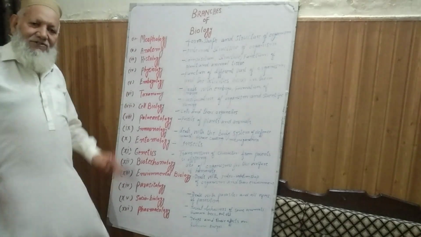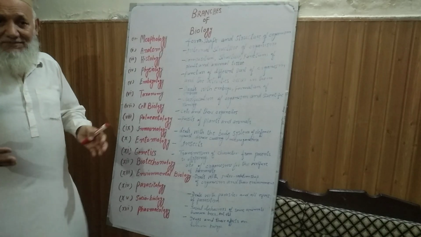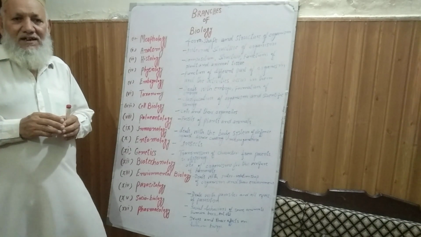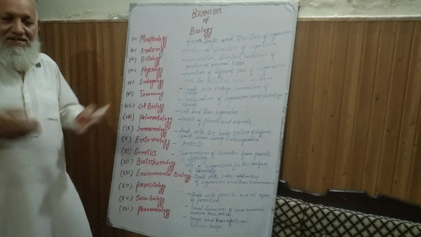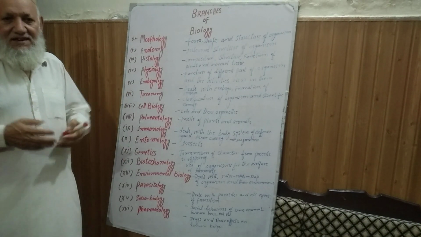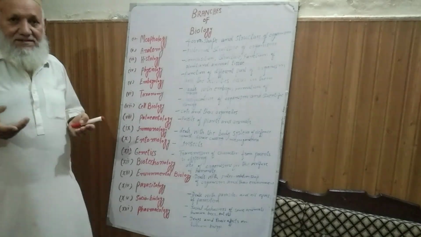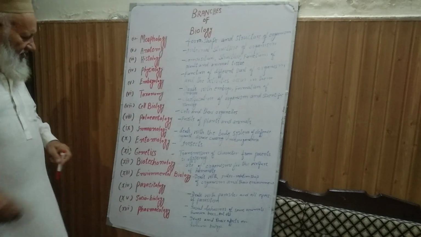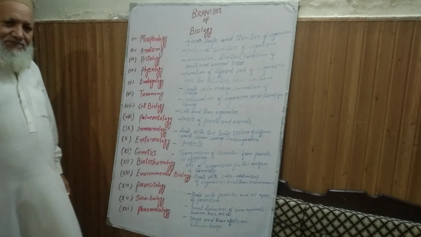Taxonomy. In taxonomy, we study the classification of animals and plants and we give them names. And stepwise, there are species, genus, family, class. There are so many things and we study them with the help of taxonomy. Cell biology.